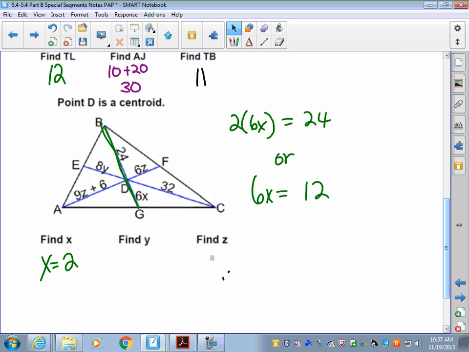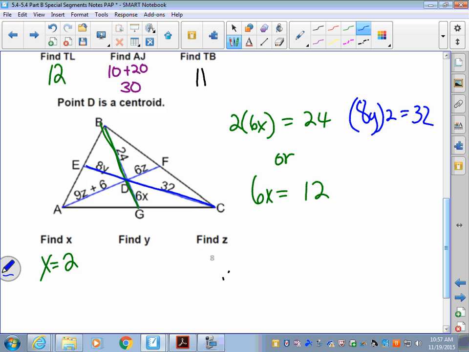All right, let's do Y. We're doing 8Y and 32. What do we know about those relationships? So I could do 8Y times 2 equals 32, or 8Y just equals 16. Y is 2 again.